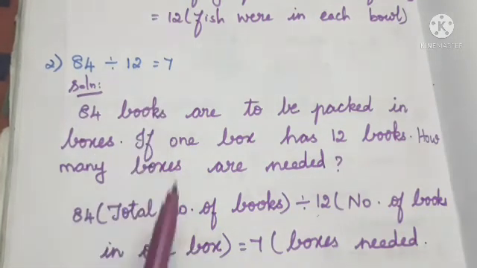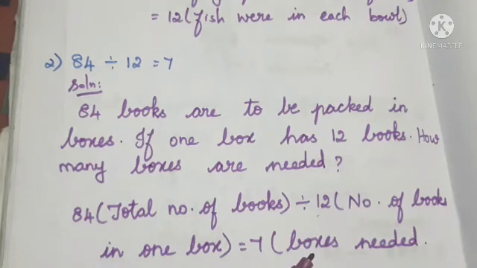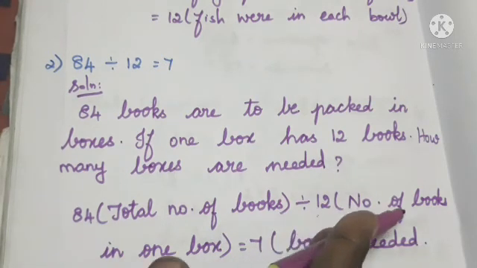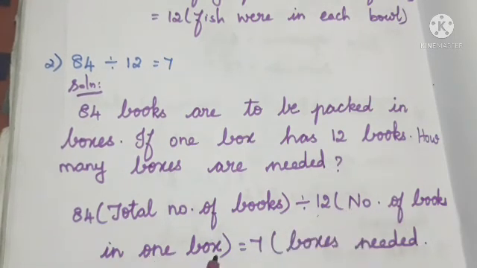It will be 7. So 7 is what? Boxes needed. 7 is the number of boxes needed to pack these 84 books. See once again, 84 is the total number of books, divided by 12, the number of books in one box, that's equal to 7. 7 is the number of boxes needed to arrange these 84 books.